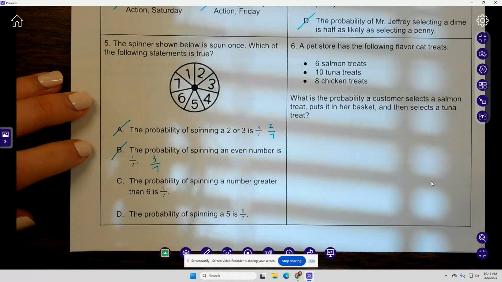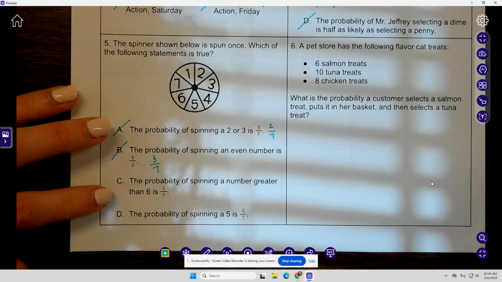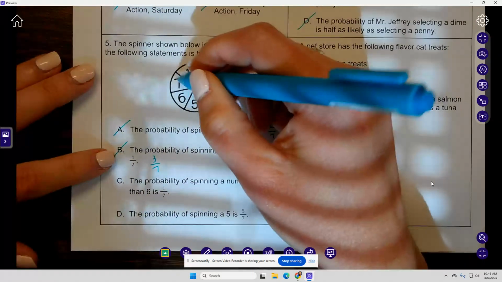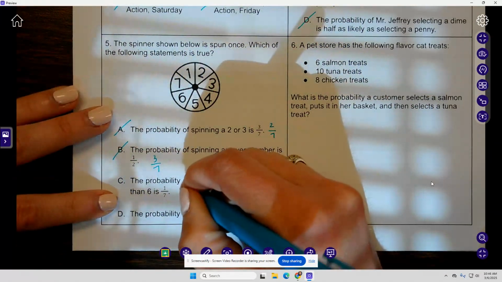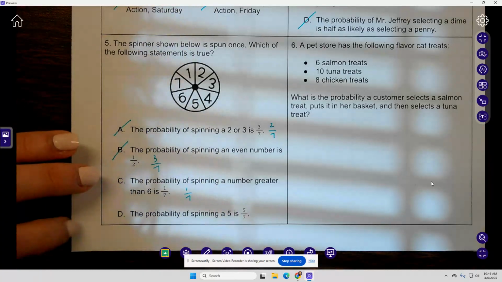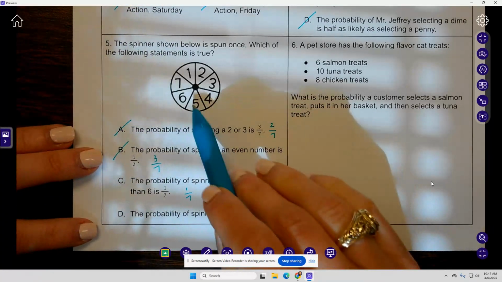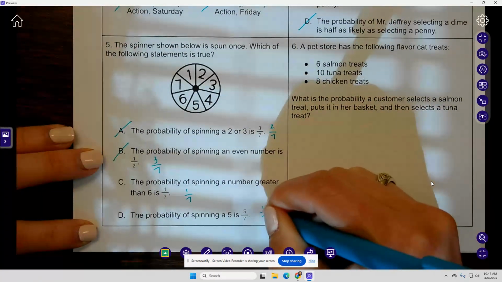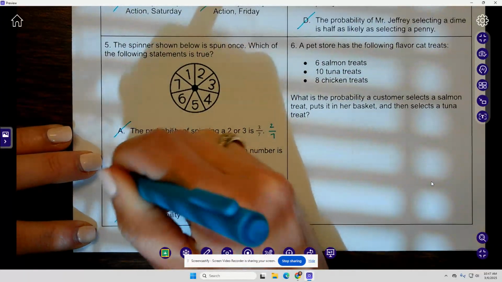The probability of spinning a number greater than 6 is 1/7. So there's only one number greater than 6. So that's accurate. The probability of spinning a 5 is 5 out of 7. There's only one 5 out of 7, so that's false. So my answer is C.